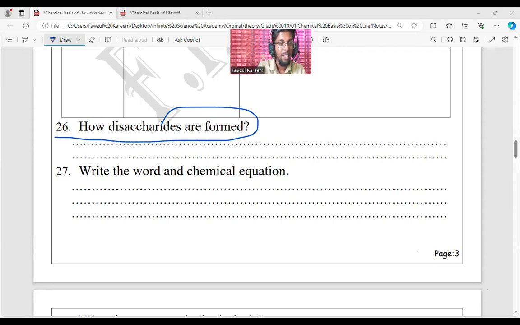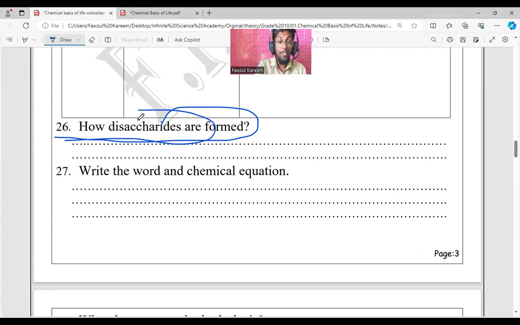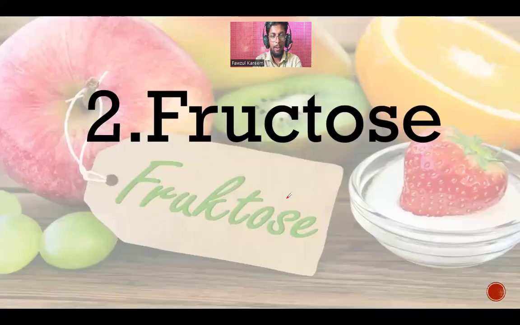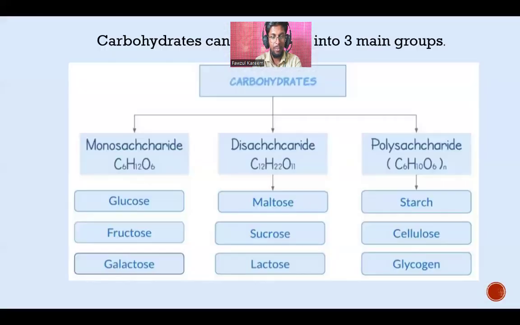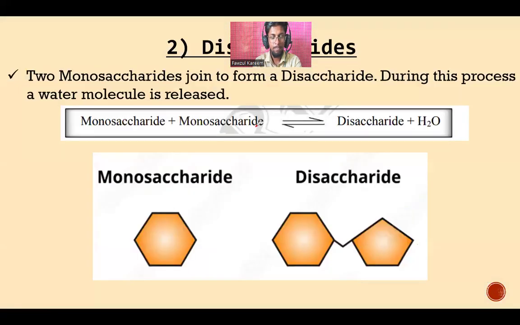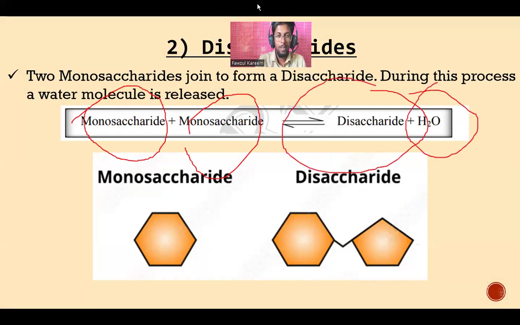Okay, welcome. So how are the disaccharides formed? When two monosaccharides join together, we can produce a disaccharide. Wait, I'll show you. Two monosaccharides join together, then a disaccharide and water are produced. During this process, the water molecule will be released. So that is the answer to the question. Now you can write the answer for that part.